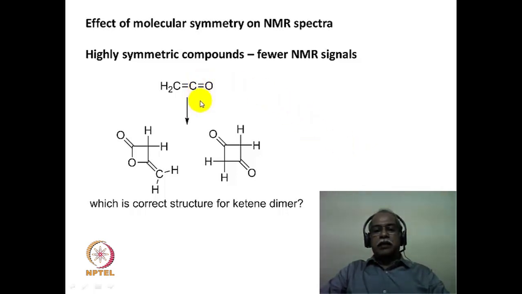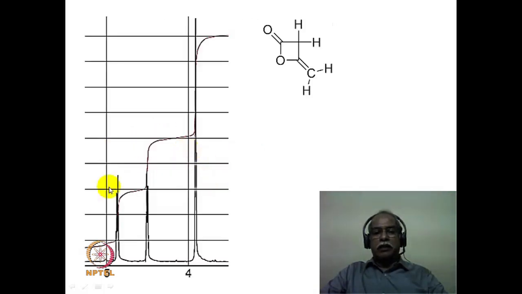Now the question that is posed here is, let us say ketene is undergoing dimerization. What is the structure of the dimer? Will it have this particular structure, which is a lactone structure, or will it have this particular structure, which is a diketone structure? Essentially, the difference between these two structures is that this is a highly symmetrical structure, whereas this is an unsymmetrical structure.